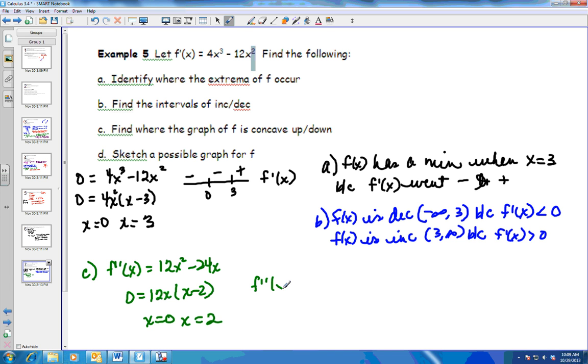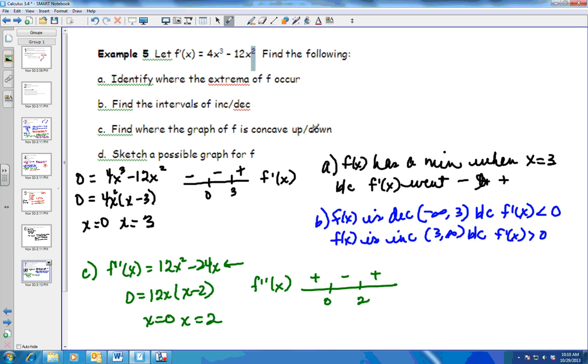I need to put that on a sign chart. Make sure I label the sign chart. And now I'm going to plug in my numbers. When I plug in my numbers, I'm plugging my numbers into my second derivative now. I would get a positive, negative, positive.